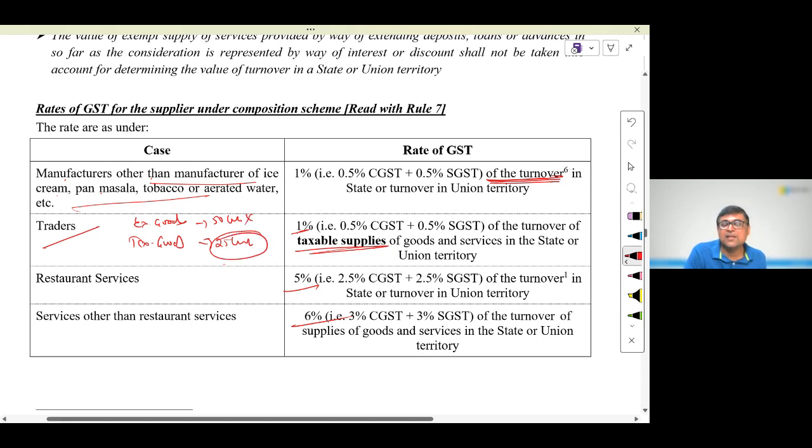You are not supposed to consider this one. If you are a manufacturer, in that situation, you are supposed to pay 1% of the entire 75 lakh. Be careful about this one. In case of restaurant service, 5% is applicable. In case of service other than restaurant service, 6% is applicable. Clear?